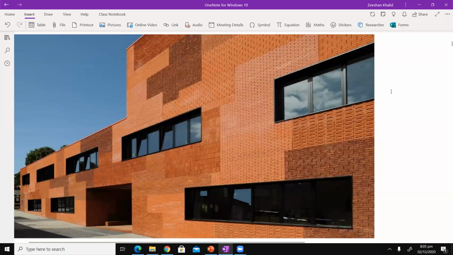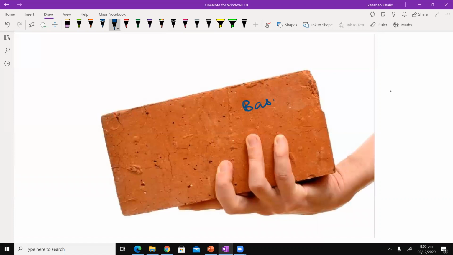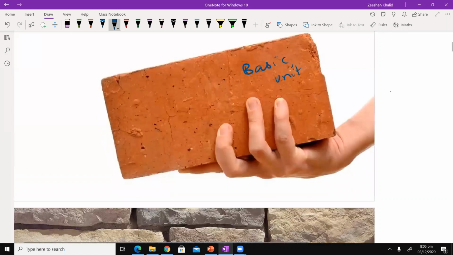Bricks. Bricks, exactly. I mean, it's the basic unit. If you like, that's the basic unit, okay? The basic unit is brick. Now, why am I giving you this example? It really works for me.